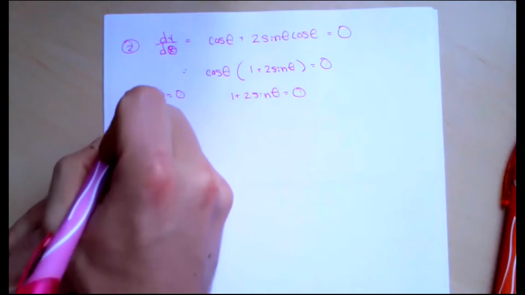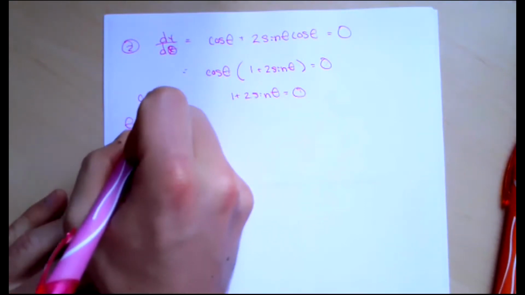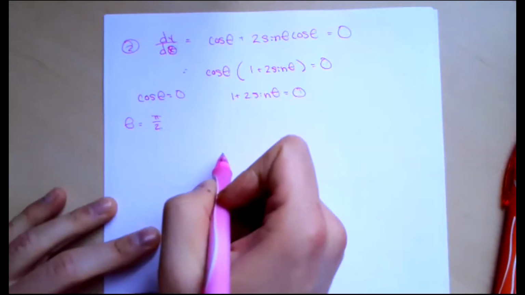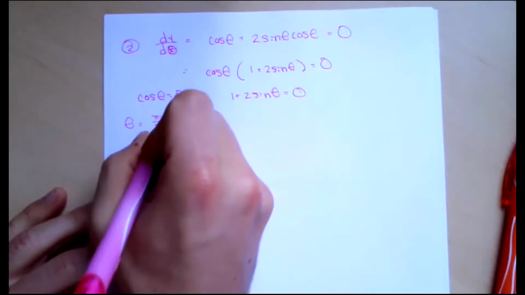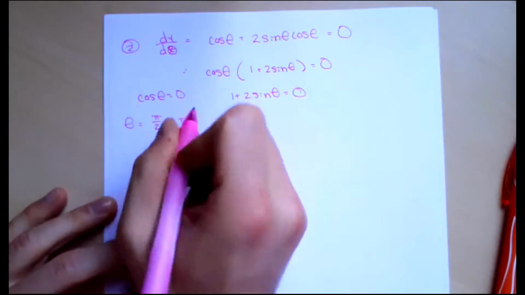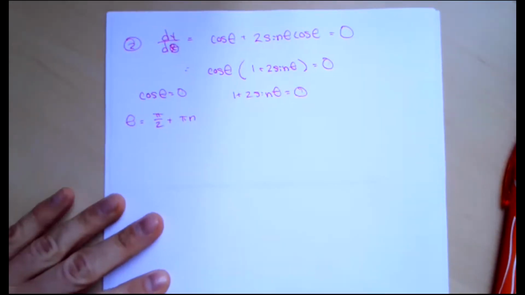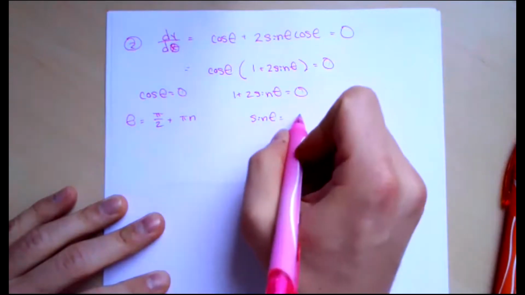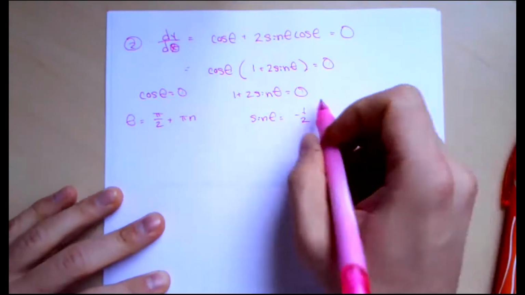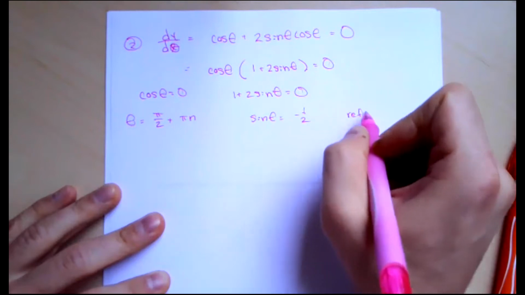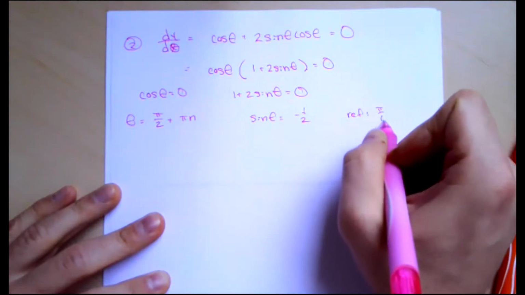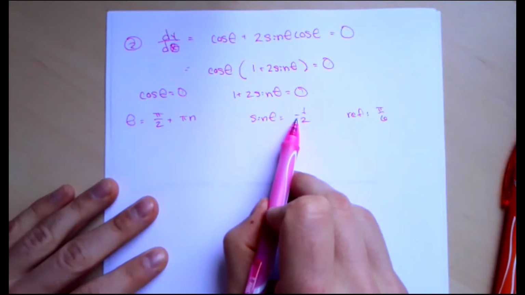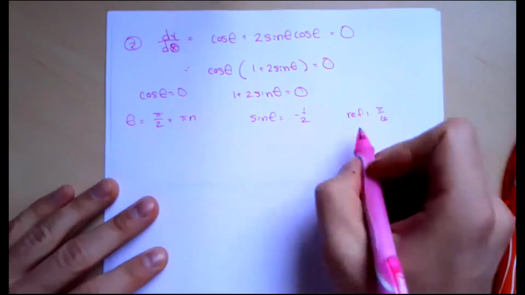Cosine of theta is 0 at pi/2, 3 pi/2, and continuing. So this one's actually a cycle of pi. And this one, of course, we get sine theta equals -1/2. So our reference angle is pi/6 again. But since it's negative, we need the third and fourth quadrant.